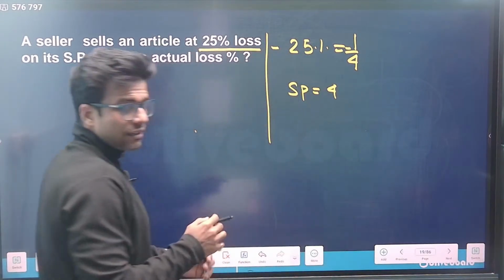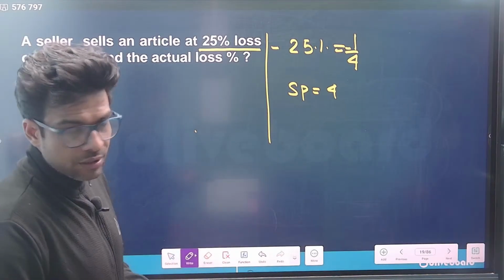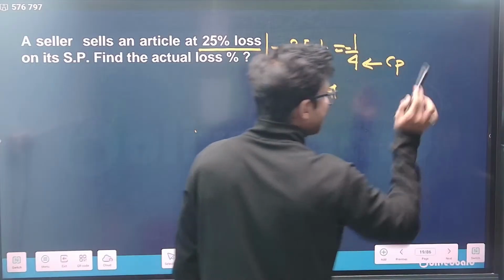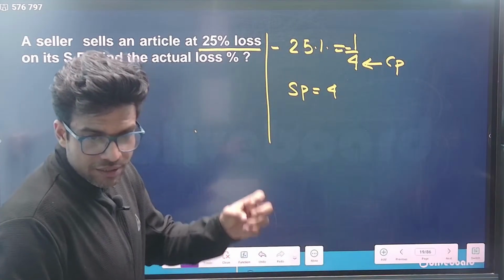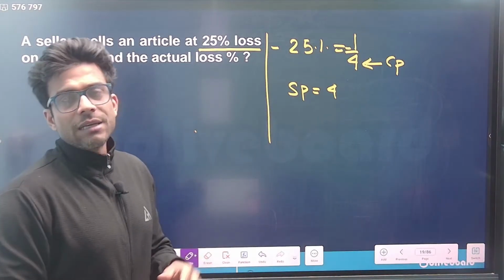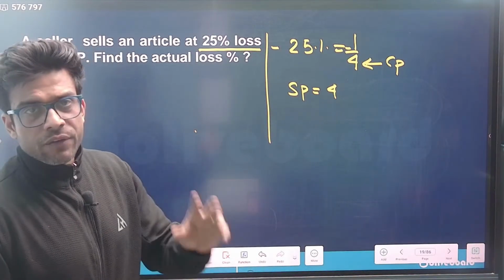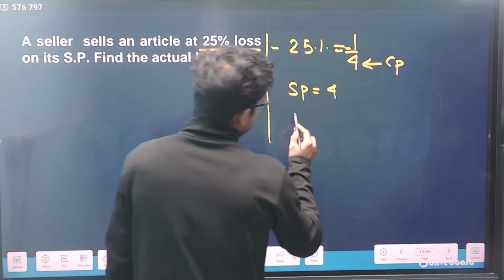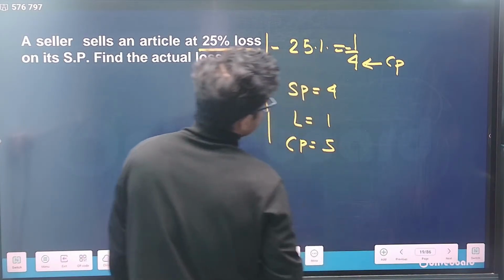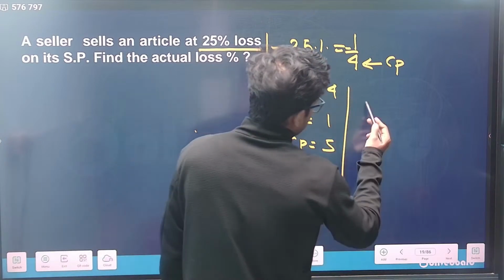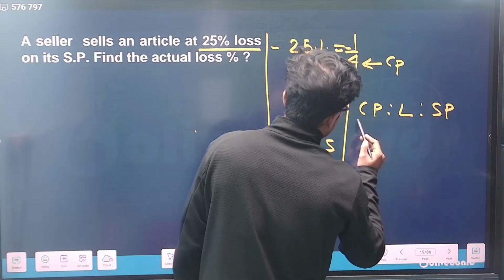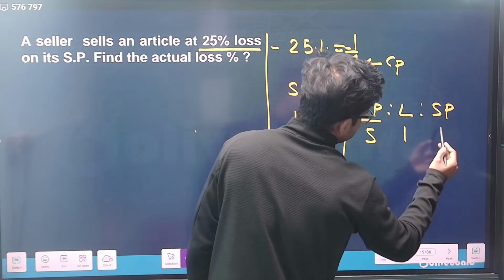Earlier, when it was not mentioned in the question, it was your cost price. When nothing is mentioned, the denominator is always the cost price. Now it is mentioned that your selling price is 4. If your selling price is 4 and there is a loss of 1, then the cost price must be 5. See the structure, everyone. Cost price is to loss is to selling price. If the cost price is 5 and there is a loss of 1, then the selling price would be 4 only.